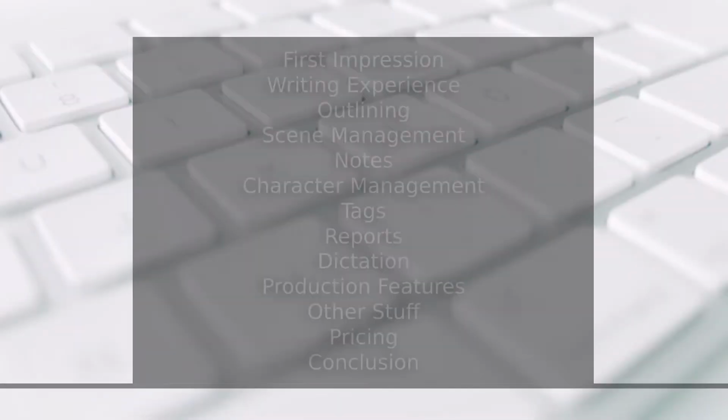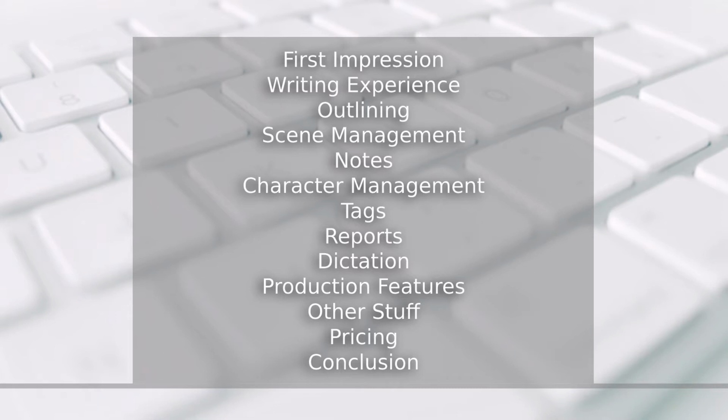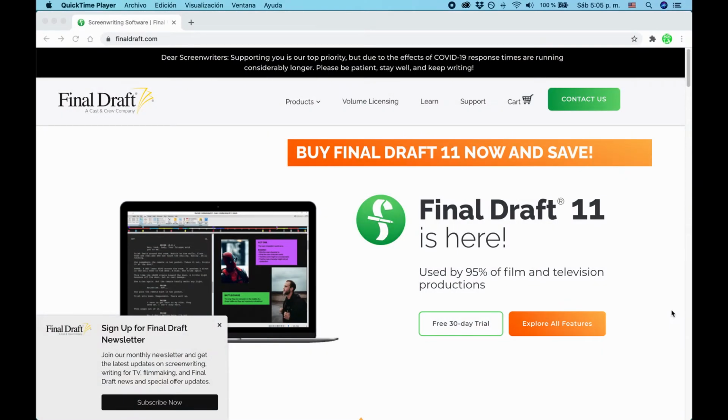The sections are first impression, writing experience, outlining, scene management, notes, character management, tags, reports, dictation, production features, other stuff, pricing, and conclusion. The version I'm using for this review is version number 11.1.4 build 90. So in case you have Final Draft and it looks or behaves a little different, check to see if you're perhaps on another version.